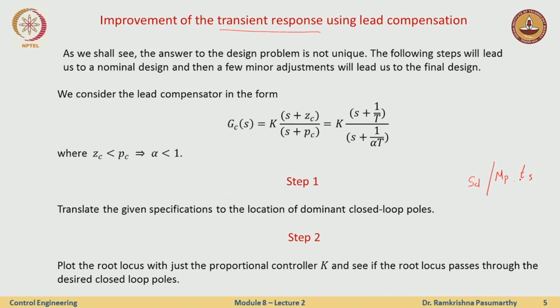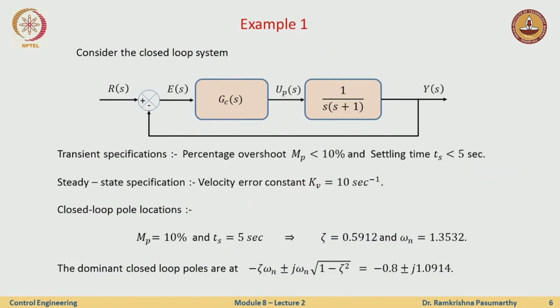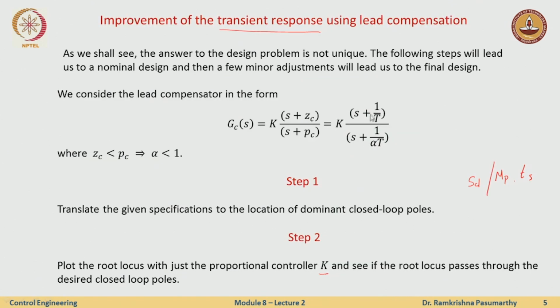Step 2, in designing a controller, is plot the root locus and see if there is a gain k which passes through this sd. If it passes through the sd, then it's perfect. I don't really need to do much, but usually it does not, as we saw in the previous example. So we'll again start with the same example and see how we go about constructing a compensator which looks like this.